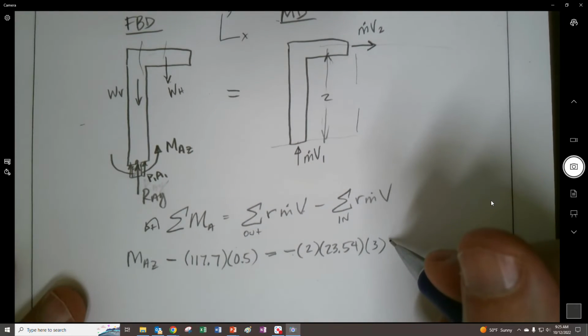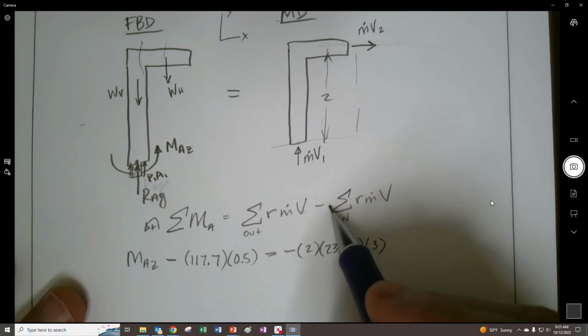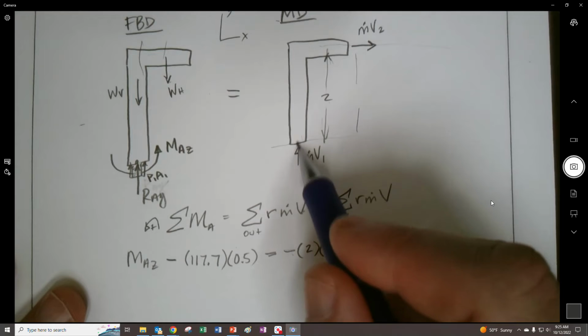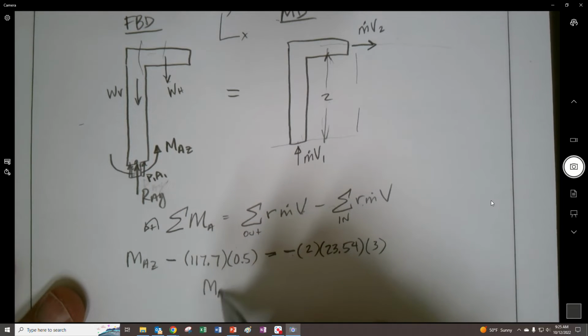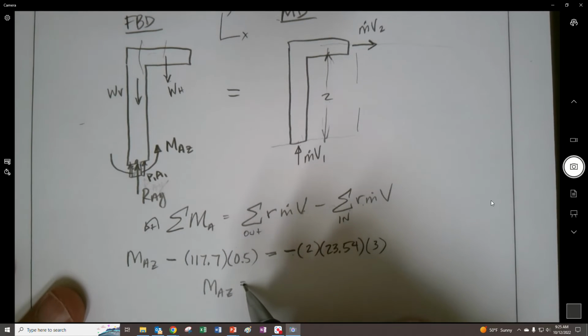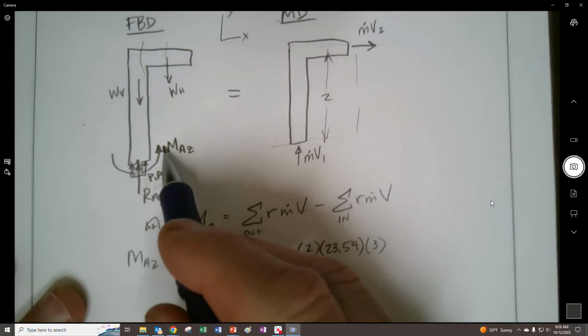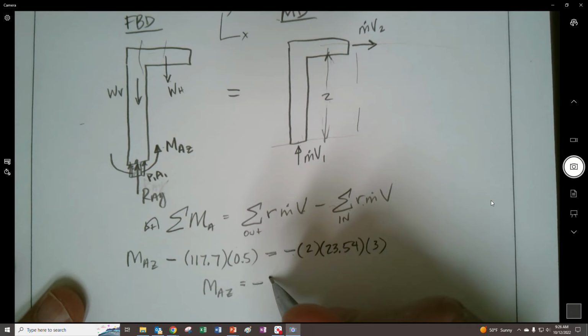And yeah, so then this part, there's nothing coming in, right? So the inlet of this, well, there's something coming in, but it's coming through here, so the r is actually 0 right there. So our M_Az that we get out of this thing is actually going to be a negative value, even though we chose as default it being positive.